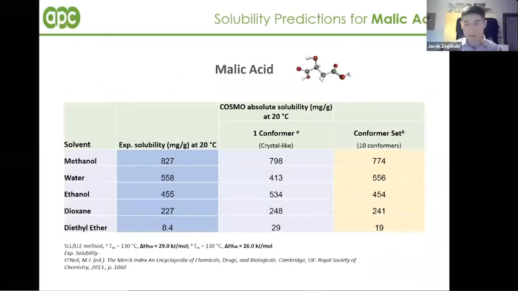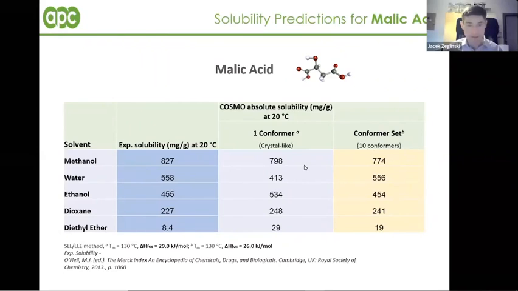And then comparing the predicted solubilities, we predicted solubilities in a range of 5 different solvents, and experimental solubilities are compared with the predicted ones for one conformer. And this is the crystal-like conformation, so the conformation taken from the crystal, optimized in vacuum with DFT. And another set of predictions is for the conformer set when we use 10 conformers.